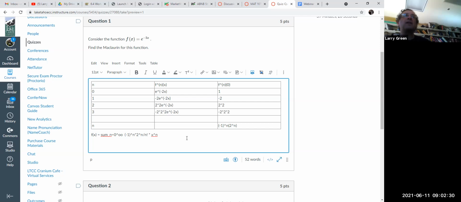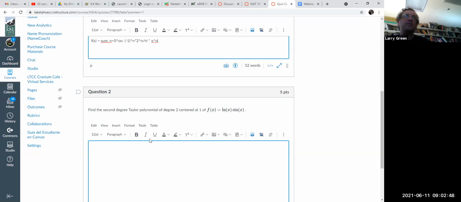Any questions at all on the answer to question 1 and the whole process? Okay, so as you can see, finding the nth derivative is the hard part. The rest is just plugging in. If there's no questions, let's go to question 2.